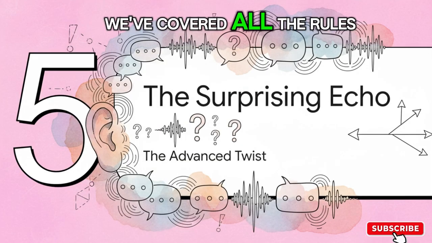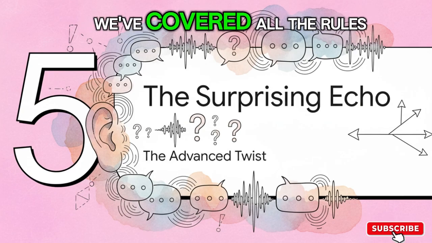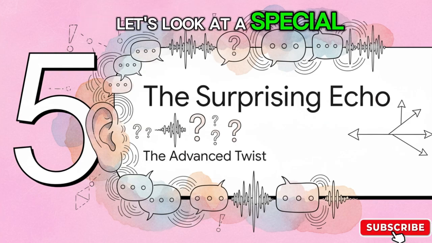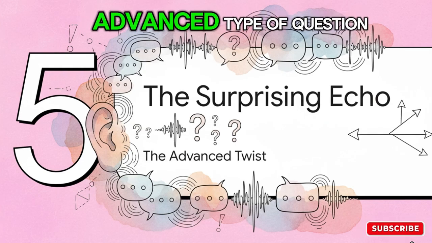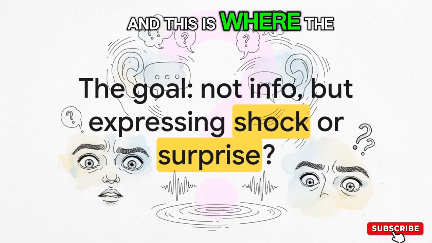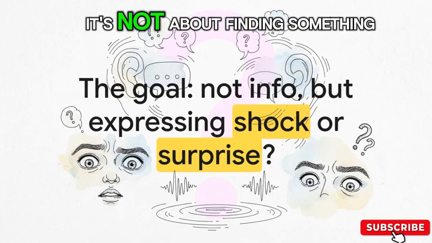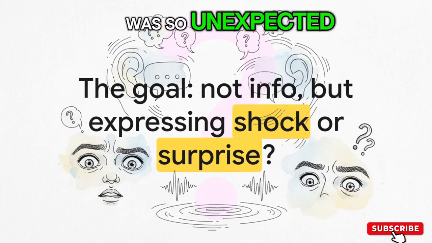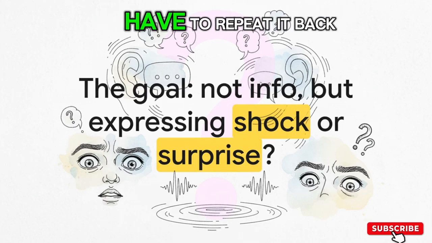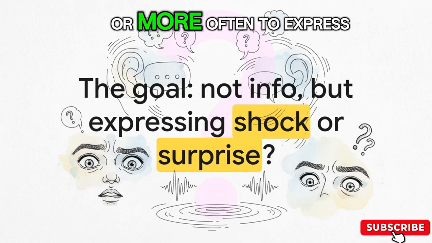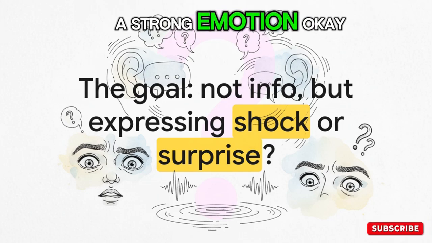So far, we've covered all the rules for asking for information. But what if getting information isn't your goal at all? Let's look at a special, kind of advanced type of question used in spoken English for a completely different reason. And this is where the echo question comes into play. It's not about finding something out. It's a reaction. It's about signaling that what you just heard was so unexpected, so shocking, that you just have to repeat it back, either because you're genuinely confused or, more often, to express a strong emotion.